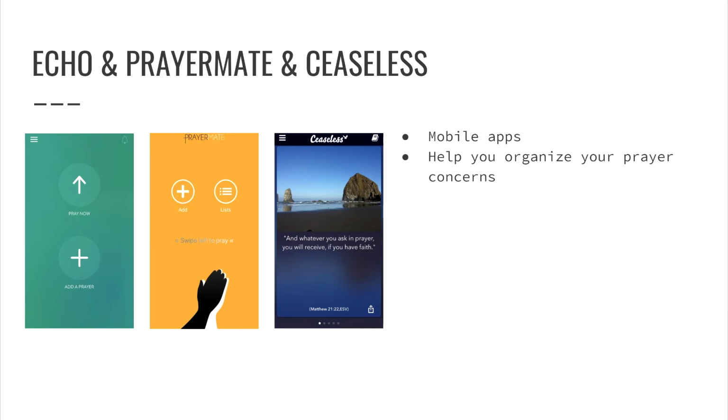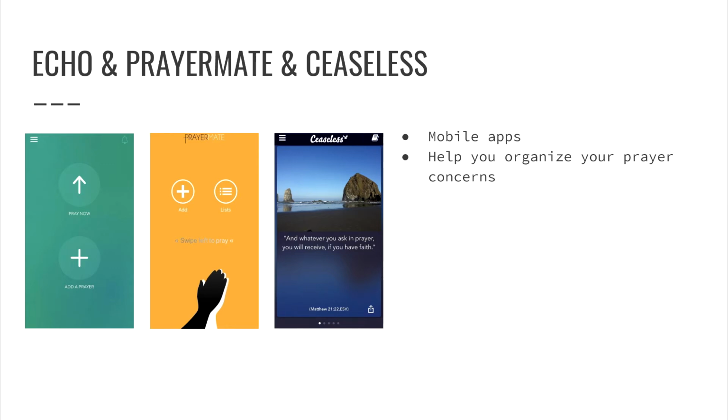Echo and PrayerMate are where you can add prayers to a list, and then you can set up notifications to remind you to pray. So in Echo, you can add prayers, you can tag them with different topics. So say you've tagged all your prayers, and you're like, I really feel like I want to pray for people who are having health issues right now. You would click on the health tag, and it would pull up all your health prayers. You can also go into individual prayers and mark them as answered, which I think is adorable.